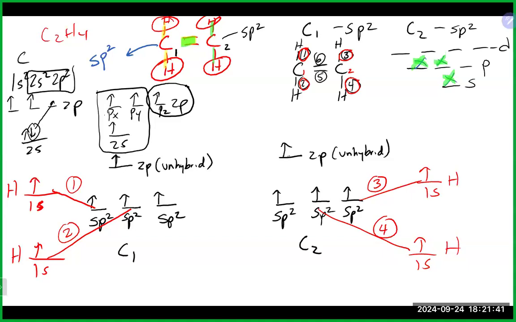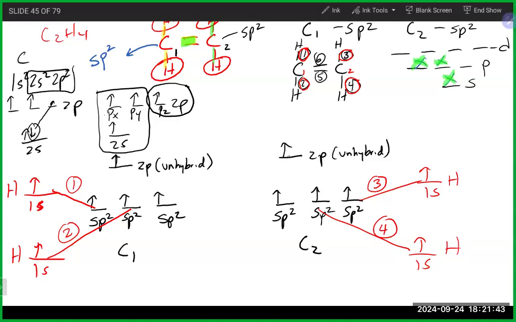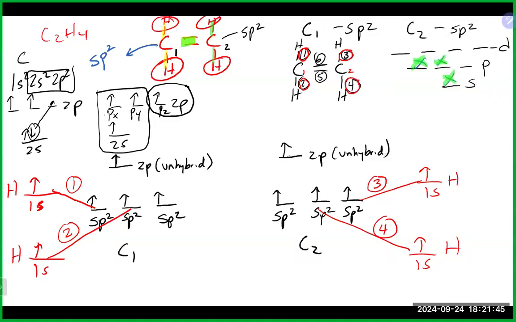Each of these bonds are all sigma bonds. All these orbitals are coming straight onto each other. They're all going to do head-to-head overlap, and that's going to make a sigma bond. What bonds are left in my picture? Basically, what is left is the double bond in the middle. So we have the double bond that's in the middle.